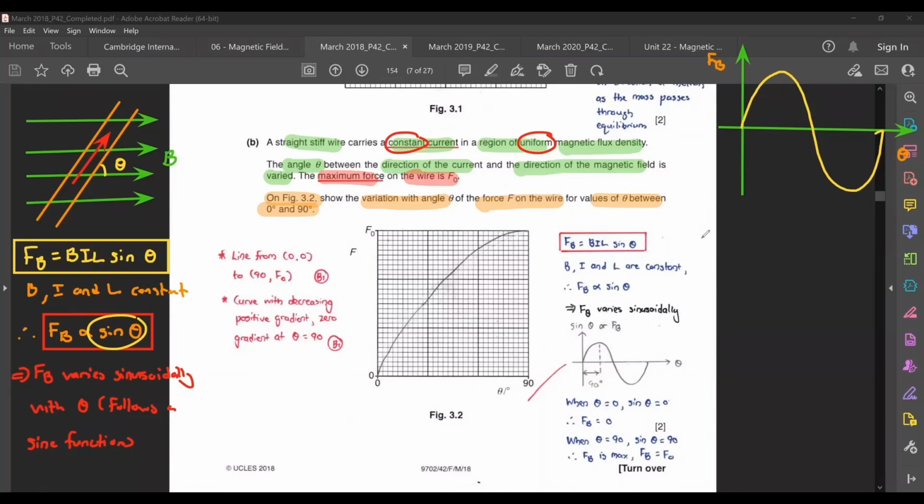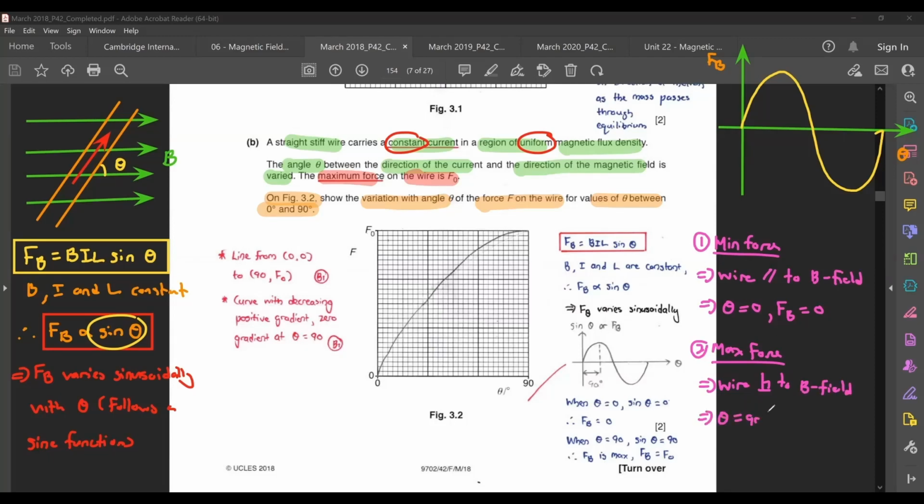and maximum force. Your minimum force would be when the wire is parallel to your magnetic field. So your angle theta here will be 0. Your magnetic force will be 0. Okay. As for your maximum force, this occurs when your wire is perpendicular to your magnetic field. So your theta here will be 90 degrees and your magnetic force will be a maximum.